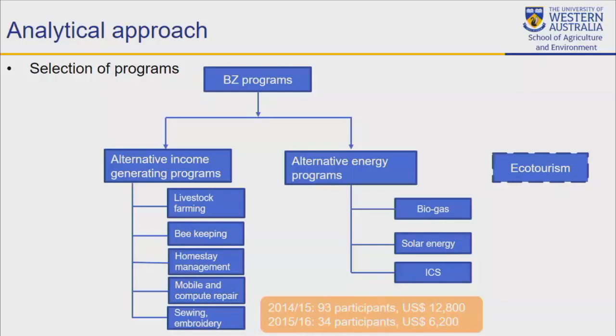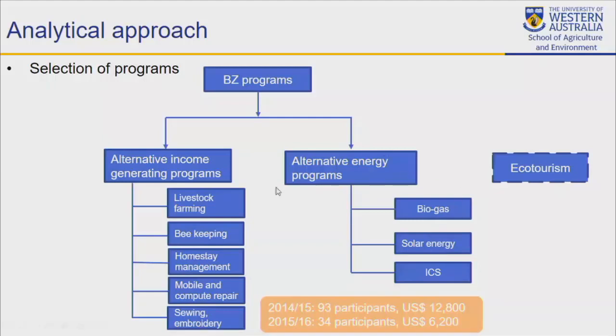For instance, you can see here sewing and embroidery training, which are among the activities aimed at providing alternative income generating activities to the households in the buffer zone communities. In the year 2014 and 15, almost 13,000 USD was spent in giving this training to 93 participants in one particular year. In the year 2015 and 16, more than 6,000 USD was spent in giving training to 34 participants. So we looked at the budget, the frequency, and the number of participants involved in these activities, and we selected those activities where a substantial amount of budget is spent.